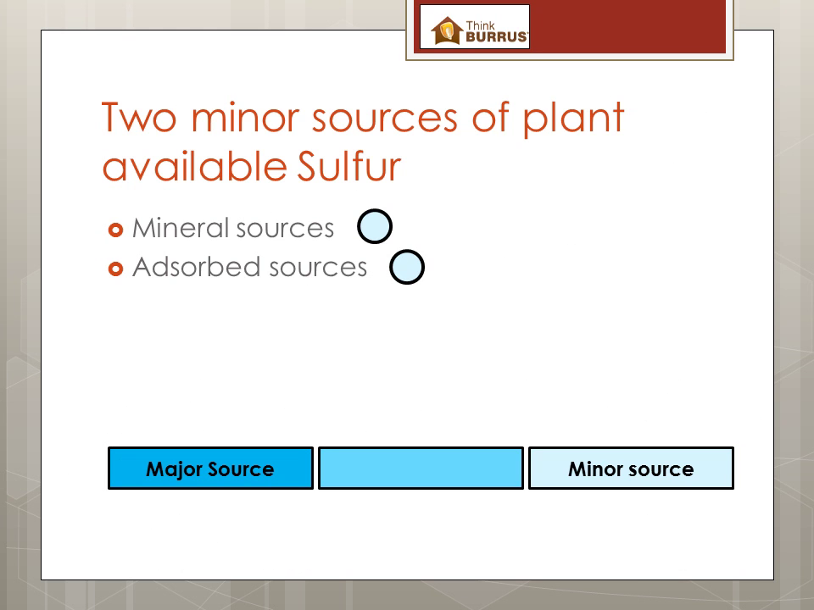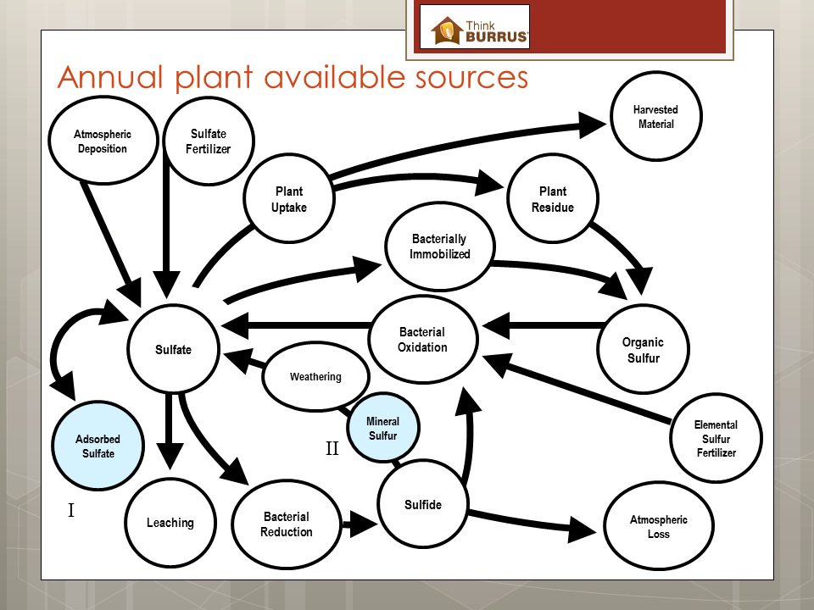Now, when we get done talking about the 3 major sources, we said there are 5 sources of sulfur for the plant. But we said there are 3 major ones. These are our 2 minor sources, mineral sources and adsorbed sources of sulfur. Now, flipping back to that sulfur cycle, the soil sulfur cycle, you can see where these 2 minor sources of sulfur can be found in that overall process. You can see mineral sulfur there, and you can see adsorbed sulfur once again.